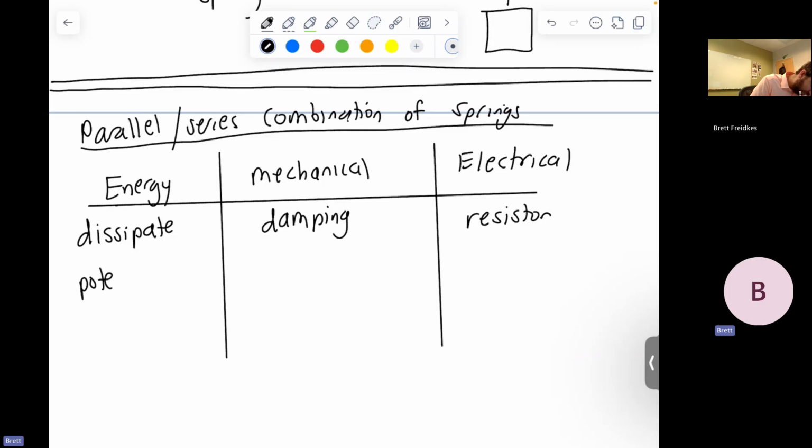Potential energy in the mechanical domain is stored within a spring. We've already talked about that. The idea that if I were to compress a spring, it has potential to move. That is a form of potential energy. In the electrical domain, the component that stores potential energy is a capacitor.